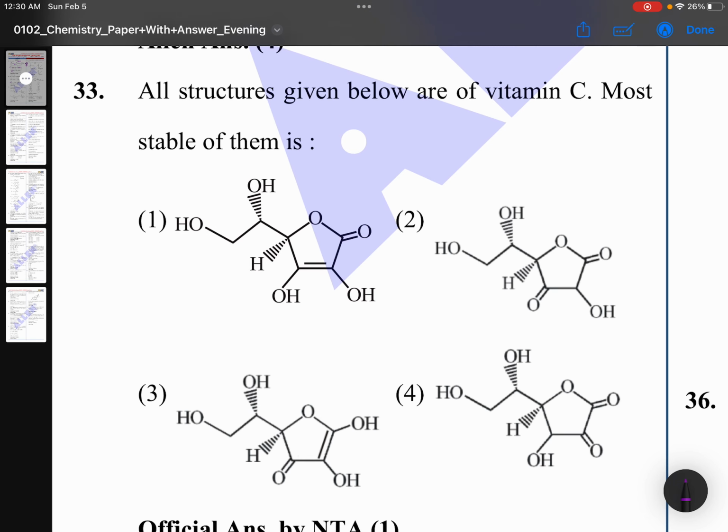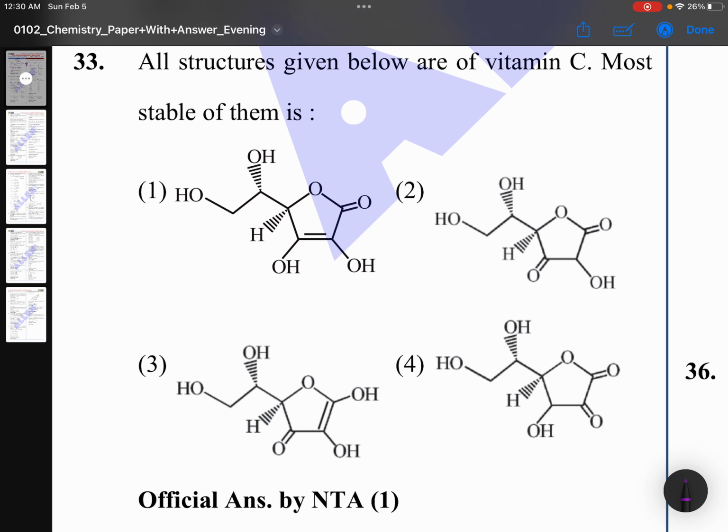All structures given below are of vitamin C. Most stable of them is, where the differences are. See here, two double bonds are here. No conjugation. Two double bonds are side by side. This is okay. But enols, this is enol, this is also enol. Better form is this one, because here it is conjugation.